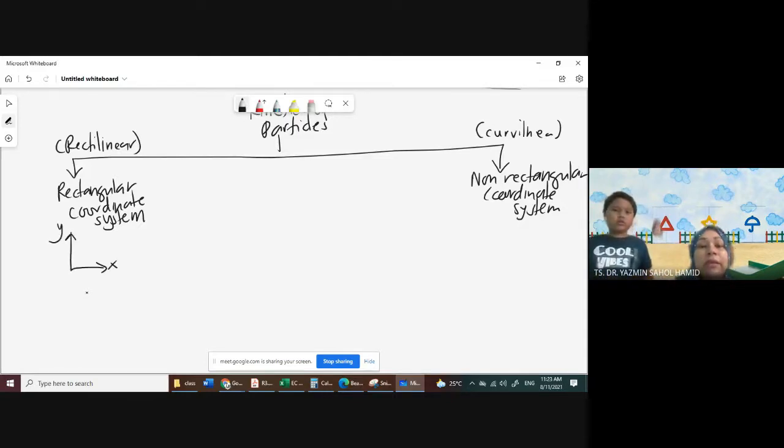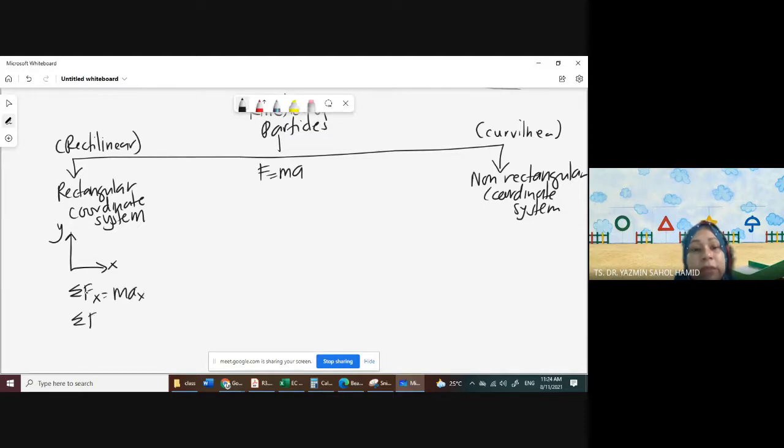So what it means is for the rectangular coordinate system, we need to resolve the system using Newton's second law, which is F equals ma, in terms of x and y direction. So you will have the summation of forces in Fx, and the summation of forces in Fy.